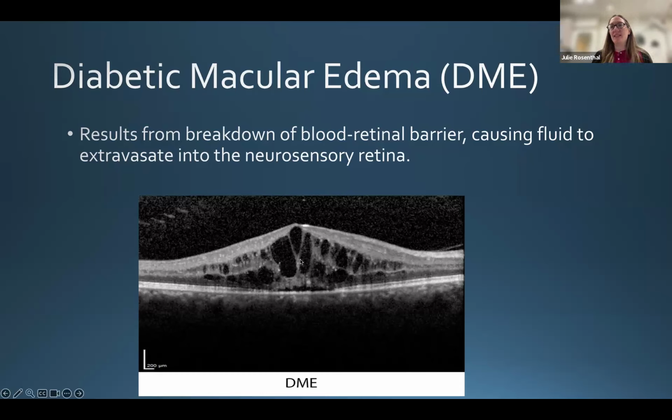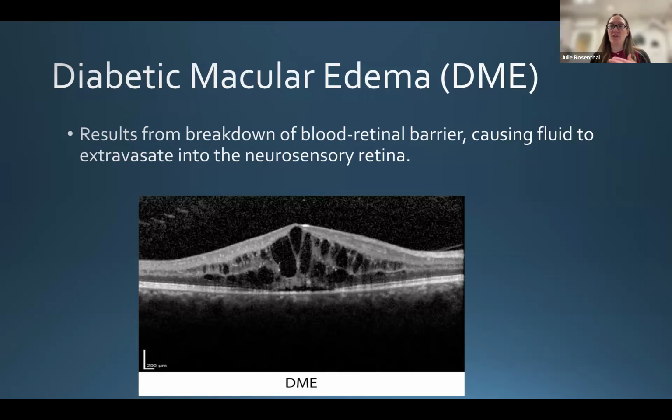And in this instance, this is a patient who has diabetic macular edema. So normally the retina should have a nice little dip in the center. But as you can see, you have these areas of black here, and those are areas of fluid in the retina. So it makes it really easy to diagnose. And if it's affecting the retina, we actually have some very effective treatments for it, which is really great. It basically results from the breakdown of the blood-retinal barrier, which is similar to the blood-brain barrier. And then this fluid just extravasates into the neurosensory retina.